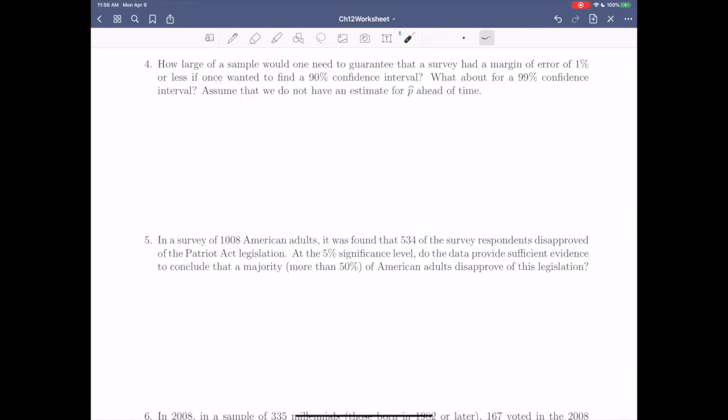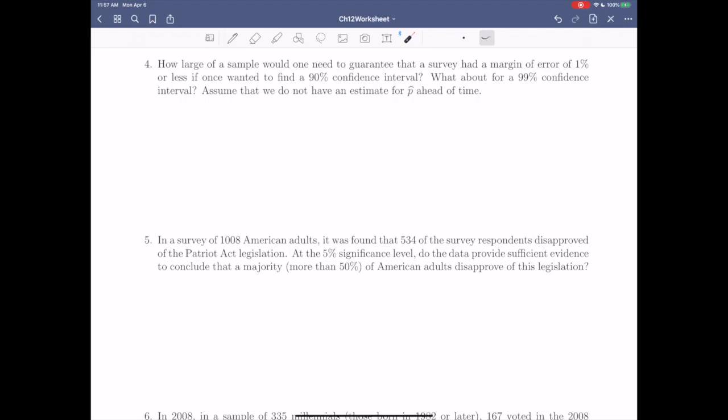Our last 3 examples, we're going to look at crunching a few more numbers here. They're going to be a little bit more math involved. What I want to do first is figure out how large of a sample we would need to guarantee a margin of error of at most 1%, assuming first a 90% confidence interval, and then a 99% confidence interval. We are not going to assume that we know anything at all about what the sample proportion should be. So if you remember back when we were talking about the guesses for the sample proportion, we're going to use 1/2 for the guess.